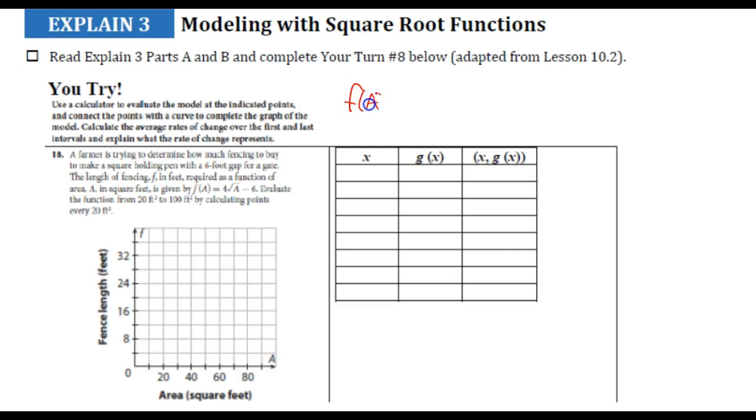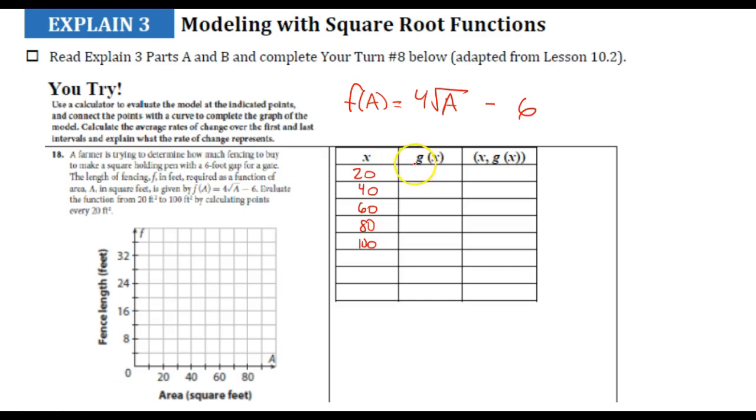F of A equals 4 times the square root of A minus 6. And our intervals are going to be 20 through 100 every 20 feet. So that would be 20, 40, 60, 80, 100. So let's do some calculations so we can plot some of these points out.